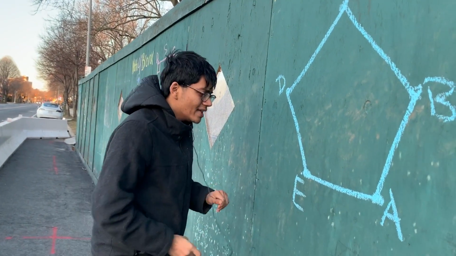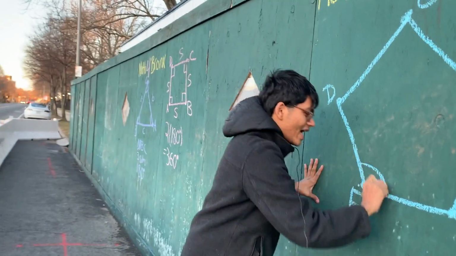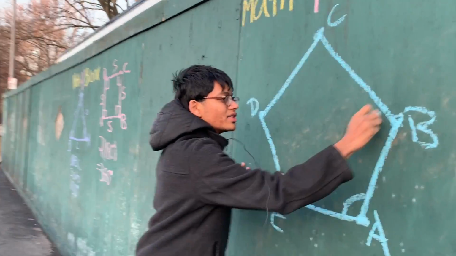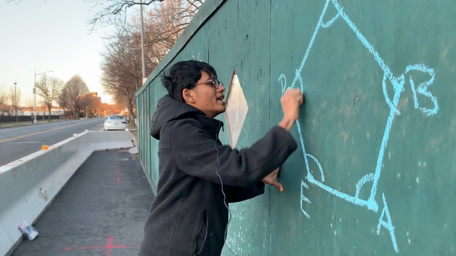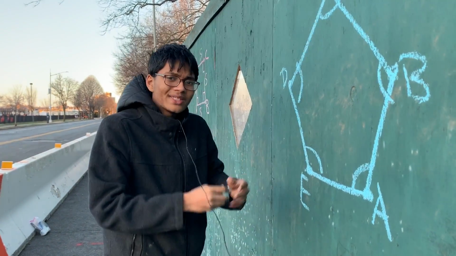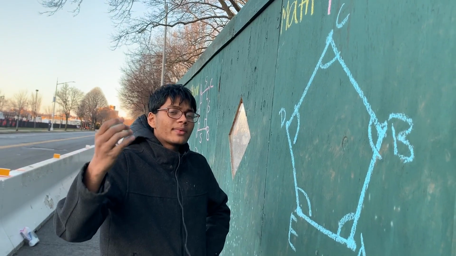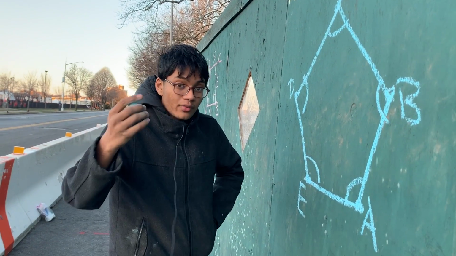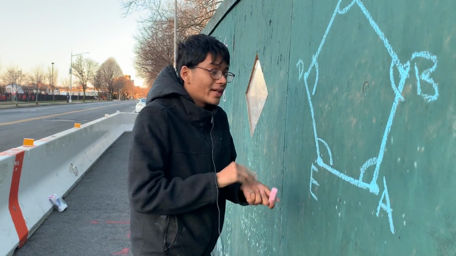Let's talk about the angles. It has 5 vertices and 5 angles as well. Here's 1, here's 2, here's 3, here's 4, here's 5. So what's the total degree measure of a pentagon? Well, to answer that question, we can simply break up the pentagon into triangles. Remember that one triangle has 180 degrees.